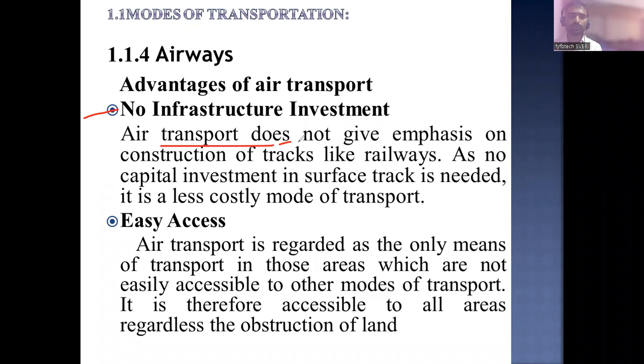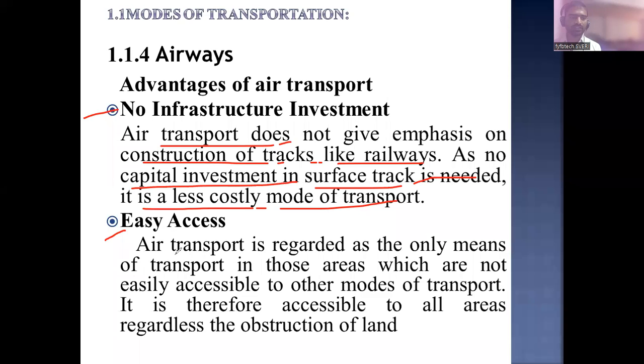Air transport does not require the construction of tracks like railways, as no capital investment for the surface track is needed. It is a less costly mode of transport. Yes. So as compared to the railways, it does not require any tracks. That's why it is cheaper as compared to the railways.